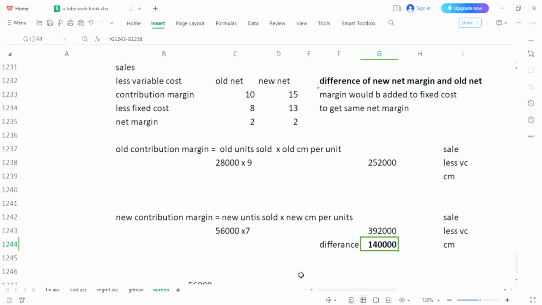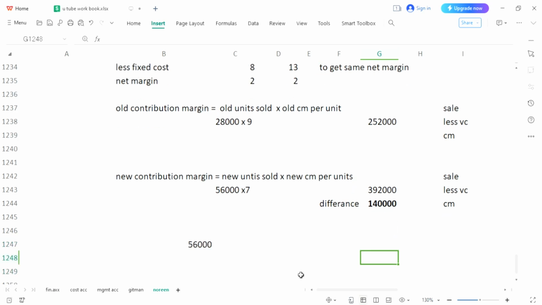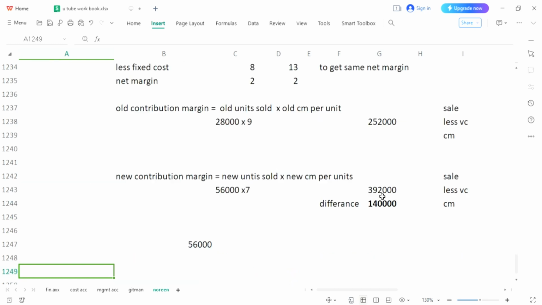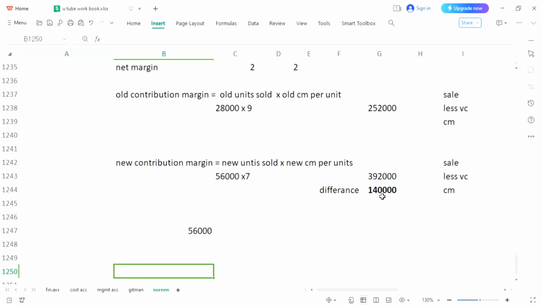Actually, I am willing to do something else as well. I'm just willing to make both statements. Though it has been said in the question, do not prepare income statement, and in examination you may not make income statements, but just for the understanding, right now we will make two income statements with which it would be proved that if you increase your fixed cost by 140,000, you will get the same profit.